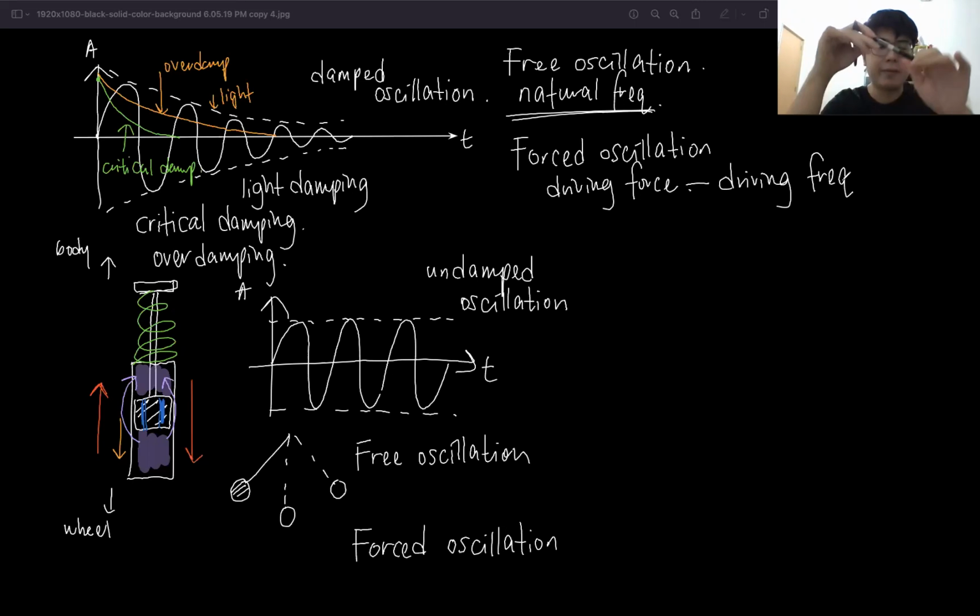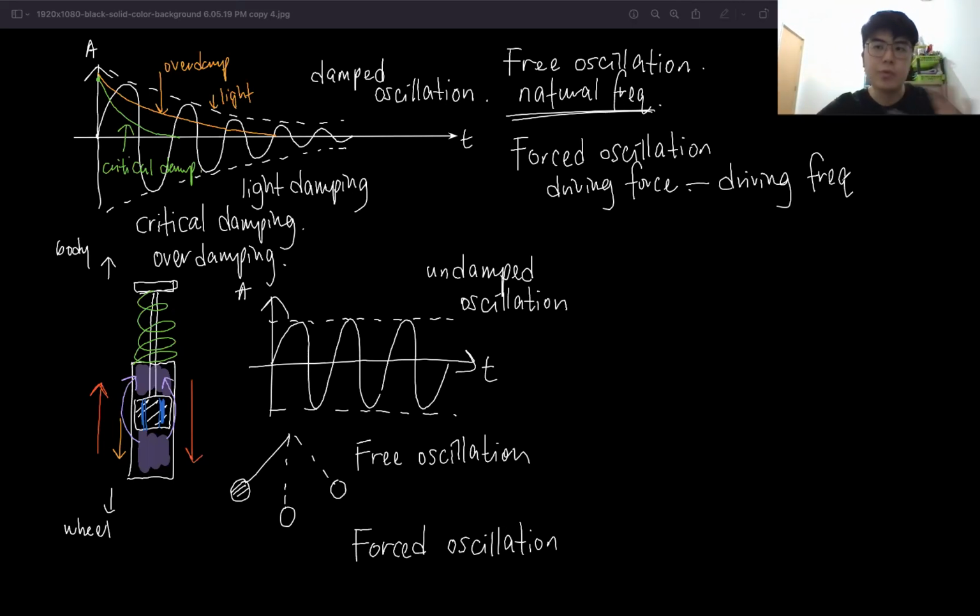And then I change again. Now I increase my force to 40 per minute. What happened to the system? The system also vibrates at 40 oscillations per minute. So it always follows the frequency of the driving force. Okay, so that is forced oscillation.